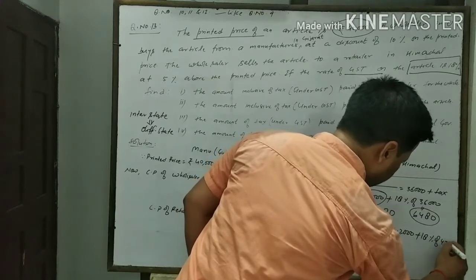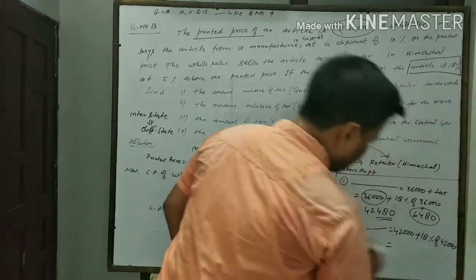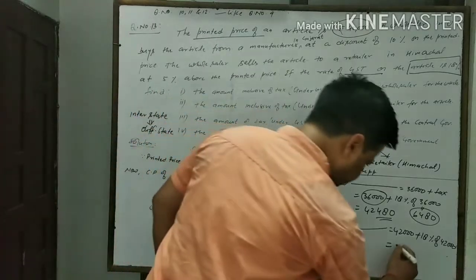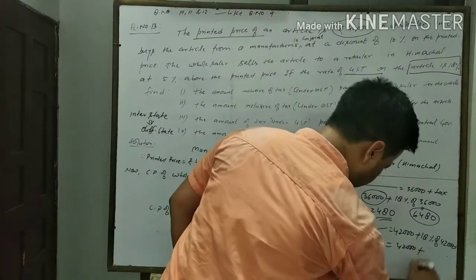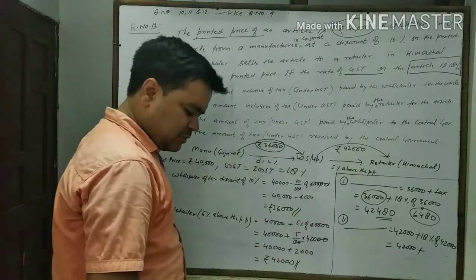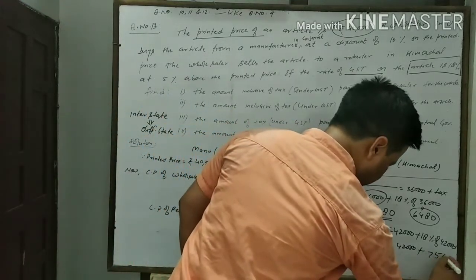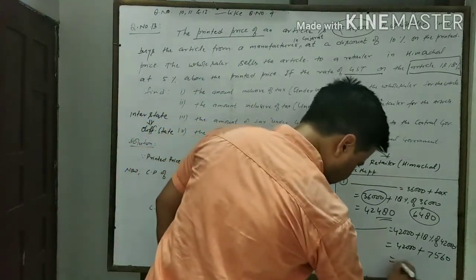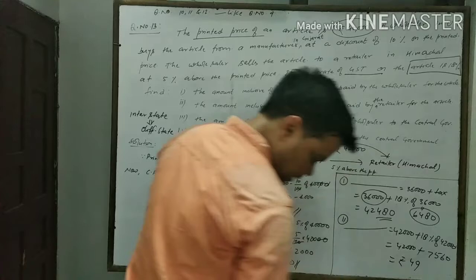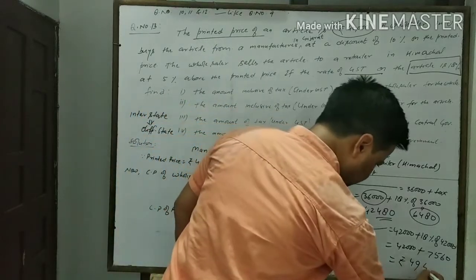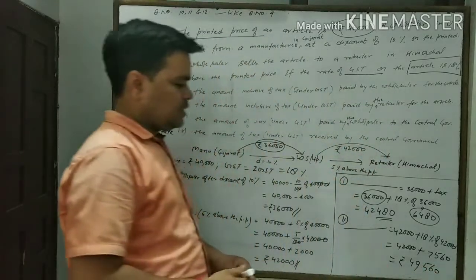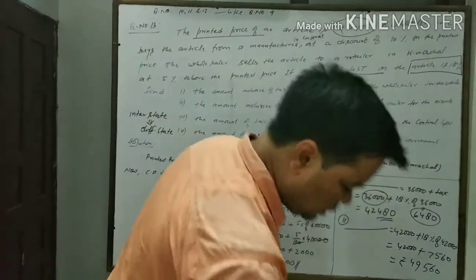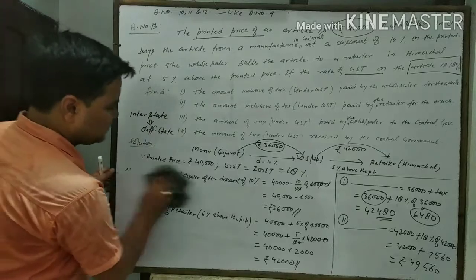After calculation, we find that it will be 42,000 plus the amount of tax, which will be 7,560 rupees. Again, if we add, we find its value will be 49,560 rupees. This is the answer of the second part of the question. Let us see the third part and the fourth part of the question.